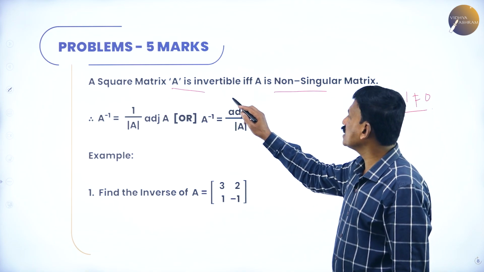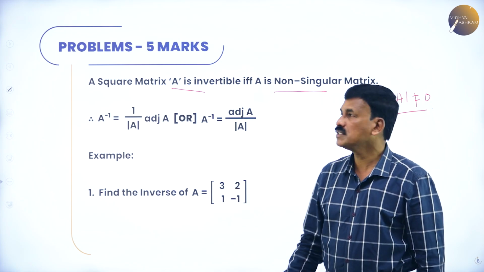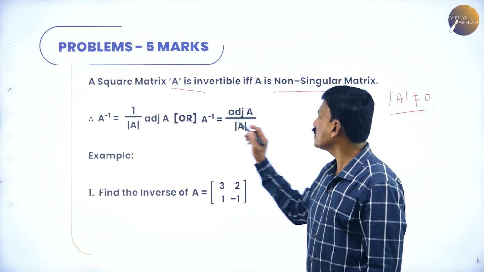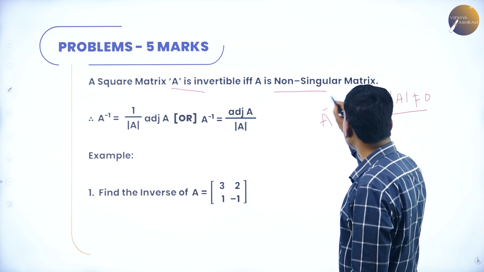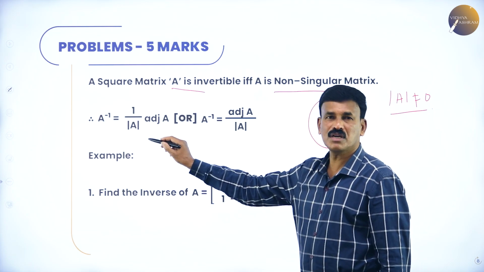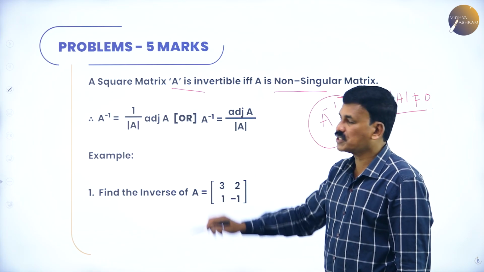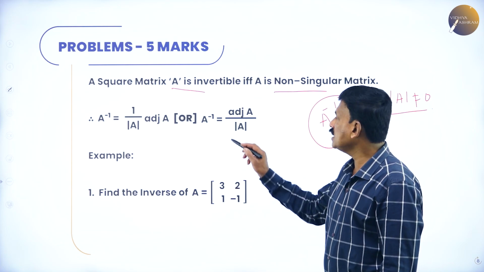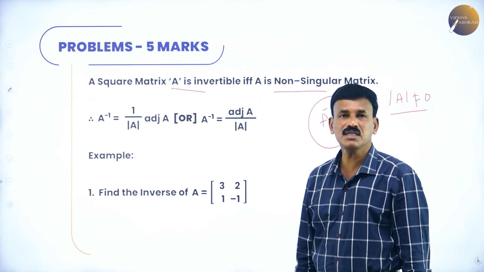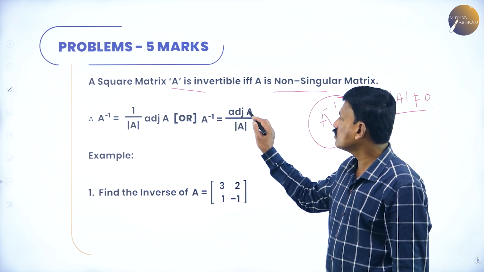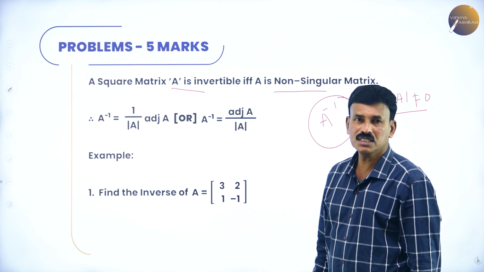A square matrix A is invertible if and only if A is a non-singular matrix, and the inverse of the matrix is denoted as A inverse. And the inverse of a matrix is given by A inverse is equal to 1 over determinant of A into adjoint of A, or A inverse is equal to adjoint of A divided by determinant A.